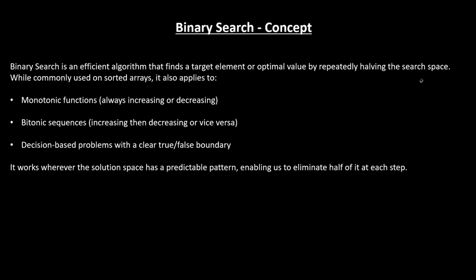Before going to the further slides, let's understand the concept of binary search. A binary search is an efficient algorithm that finds a target element or optimal value by repeatedly halving the search space. While commonly used on sorted arrays, it also applies to monotonic functions. Let me explain what binary search is.